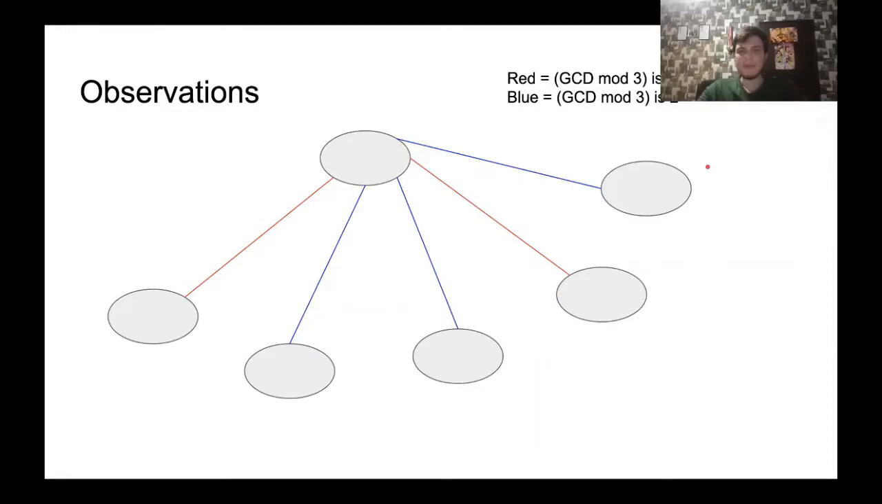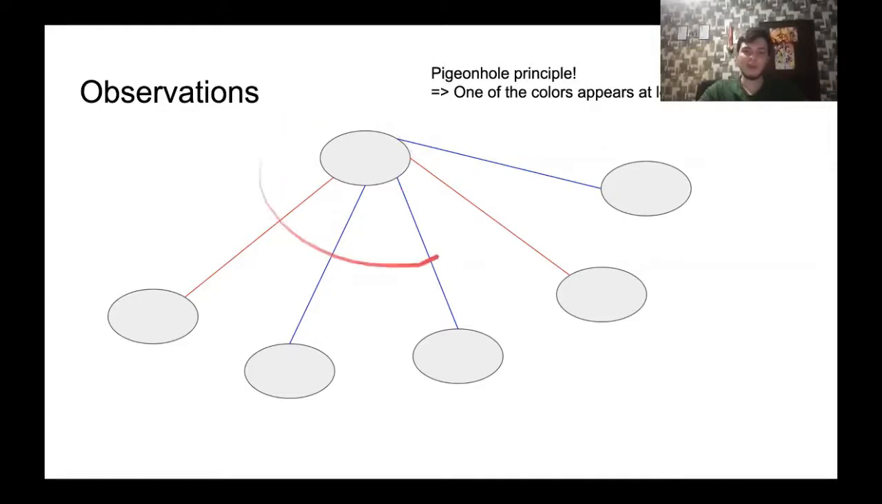And one of the main observations here is that we can actually use the pigeonhole principle. This is a generalization of it, but we know that there will be at least one color that will appear at least 3 times if we just choose an arbitrary vertex and look at all edges from it. One of the colors will always appear at least 3 times, because you only have 2 colors and there are 5 edges. So yeah, one of the colors will appear at least 3 times. And let's say this will be the blue color, just for simplicity. It might as well have been the red one, but without loss of generality, we can assume that it's the blue one.